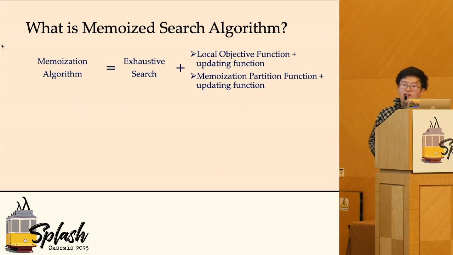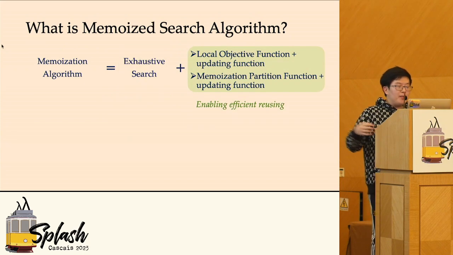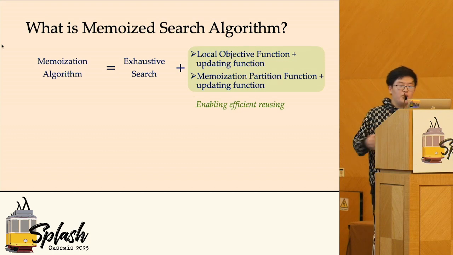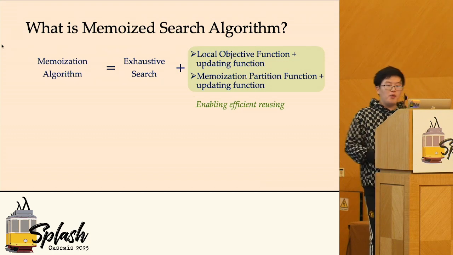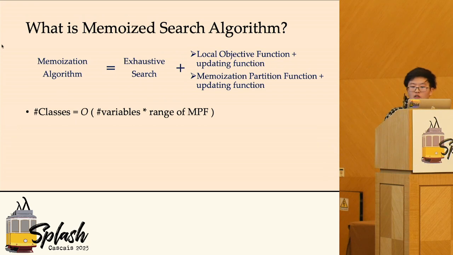In summary, we have the following formula for memoization algorithms. We find that a memoization algorithm is just the exhaustive search plus two functions, LOF and MPF, together with their updating functions. The exhaustive search defines the notion of subproblems, and the LOF and MPF make the subproblems have more chances to be reused. As long as two subproblems have the same solution part and the same MPF value, they are equivalent and they can be reused. Thus, the number of the equivalence classes of the memoization algorithm is upper bounded by the number of variables times the range of the MPF.